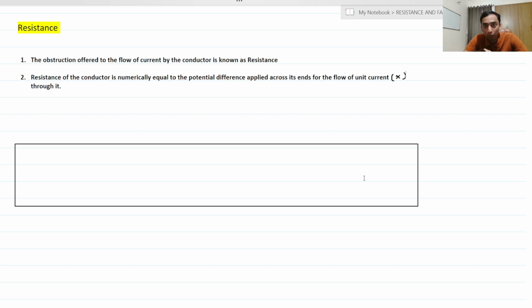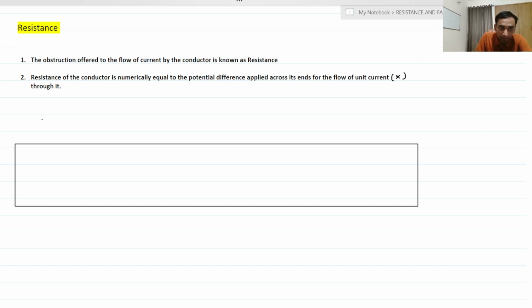First of all, there are two definitions given in the ICSE textbooks about resistance. Please understand that this is a very general discussion. Even grade 12 students can understand from this lecture, but this is for standard 10 students. The obstruction offered to the flow of current by the conductor is known as resistance. The second definition is a little bit difficult to understand unless you understand Ohm's law, so I'm not going to discuss that right now.